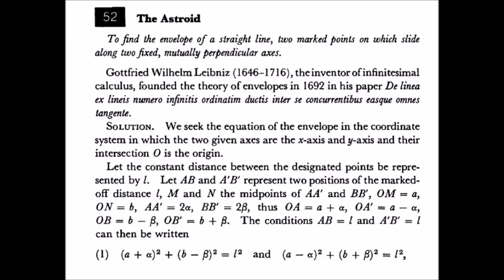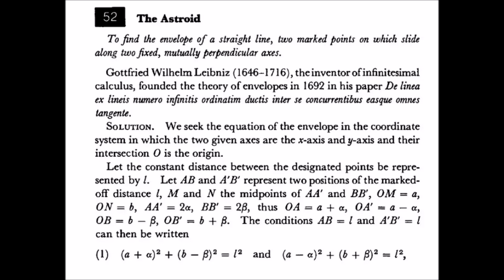We are asked to find the envelope of a straight line, 2 marked points of which slide along 2 fixed, mutually perpendicular axes. The envelope is a similar concept to the locus. Mathematically, it refers to the curve tangential to every member of a family of curves, or in other words, the various curves resulting from varying a parameter. It can be thought of as a linear variant of the locus, tracing the outer edge of a curve as it moves. This particular envelope is called the astroid after the Greek word for star, for reasons that will soon become clear.